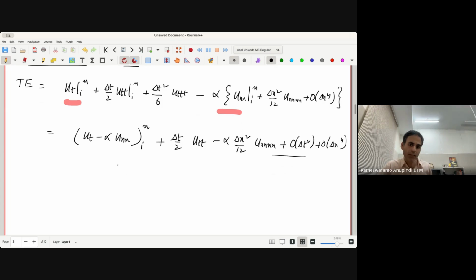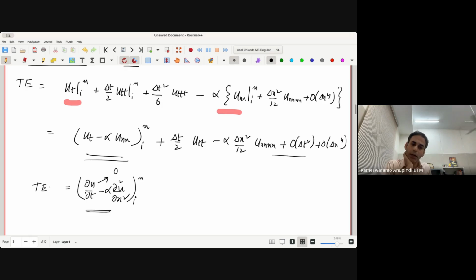So what is this value? This value is nothing but dou u by dou t minus alpha dou square u by dou x square at i comma n, right? This is nothing but our exact partial differential equation, so this is satisfied by u. So this is equal to 0, right? This is satisfied at every grid point, is what we say. So essentially this is equal to 0 because the equation is satisfied. So our truncation error is now order delta t, that is the order delta t term, and here it is order delta x square, right? That is what we have.